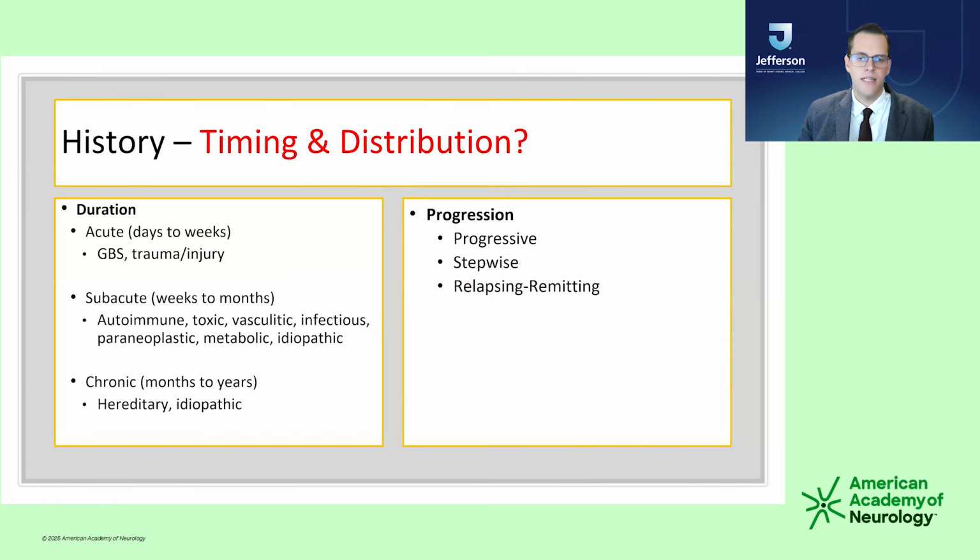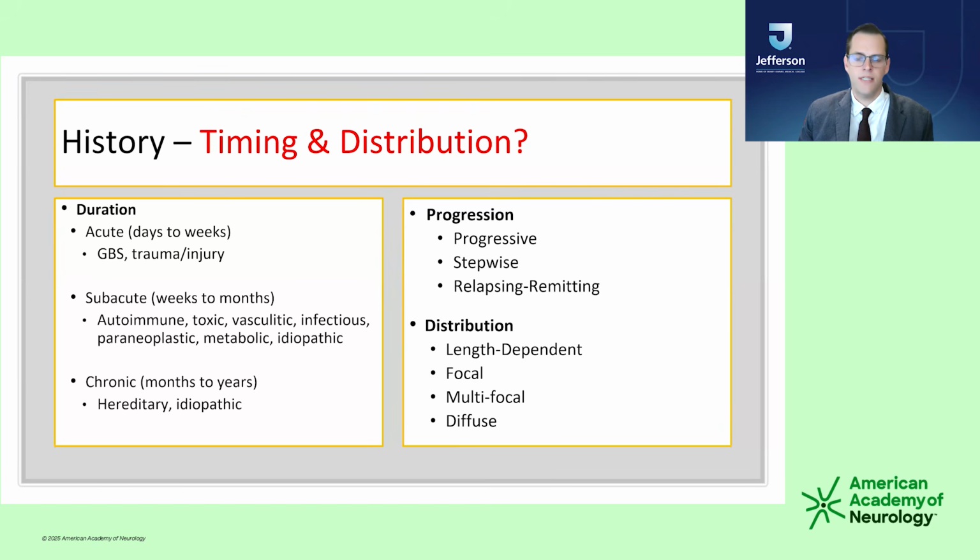Next would be progression. Is the progression of symptoms very progressive, like a linear pattern? Is it more stepwise with clear time points of decline? Or is it relapsing-remitting, such that there's a decline and maybe a time point of improvement or slight improvement, and then maybe further decline after that?